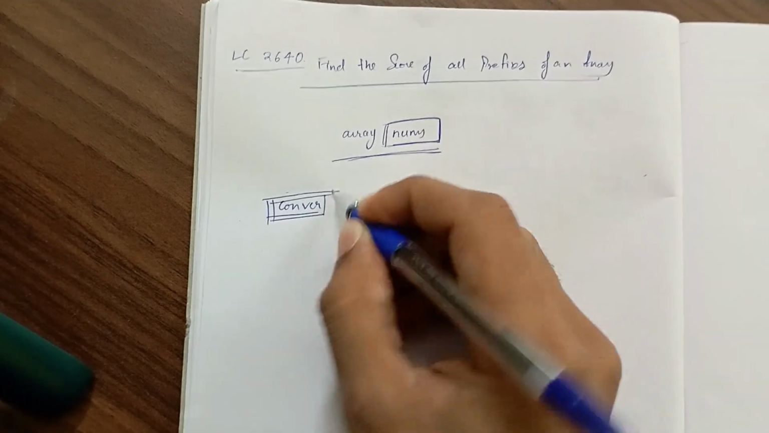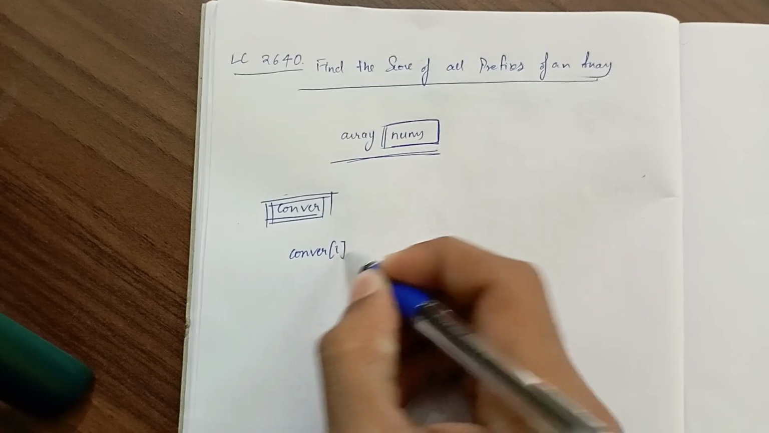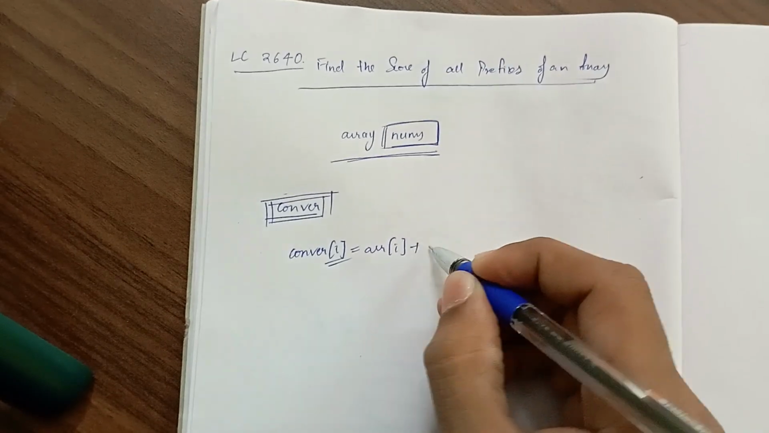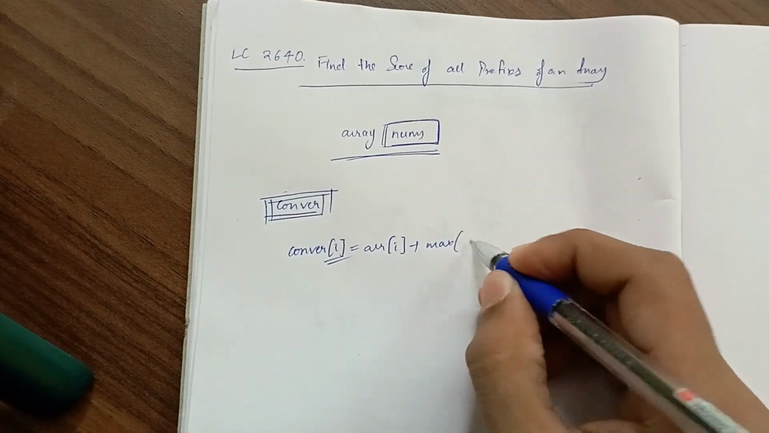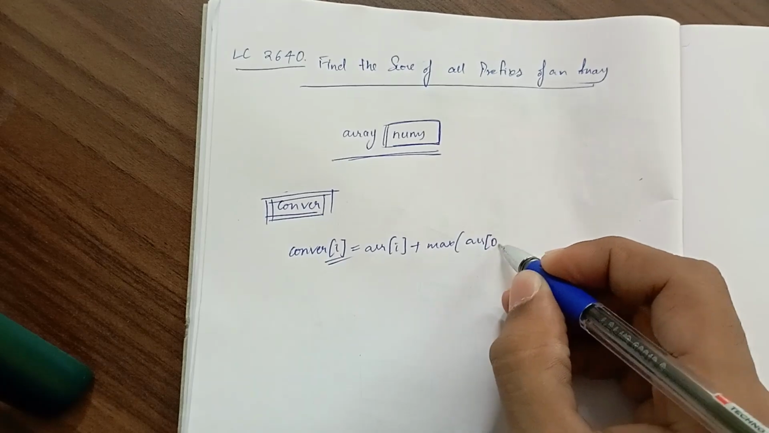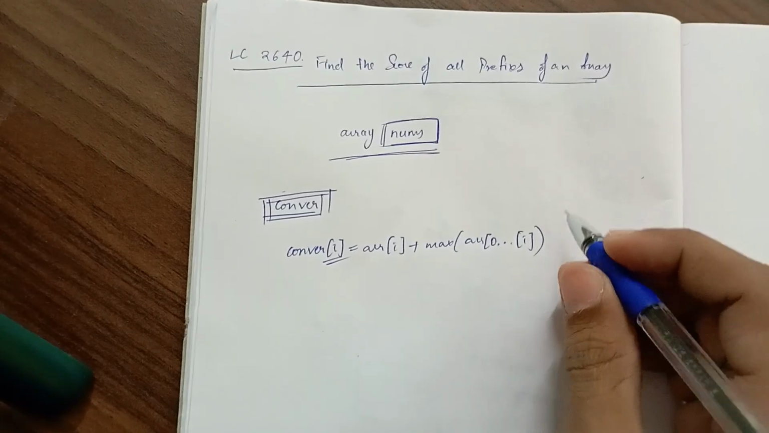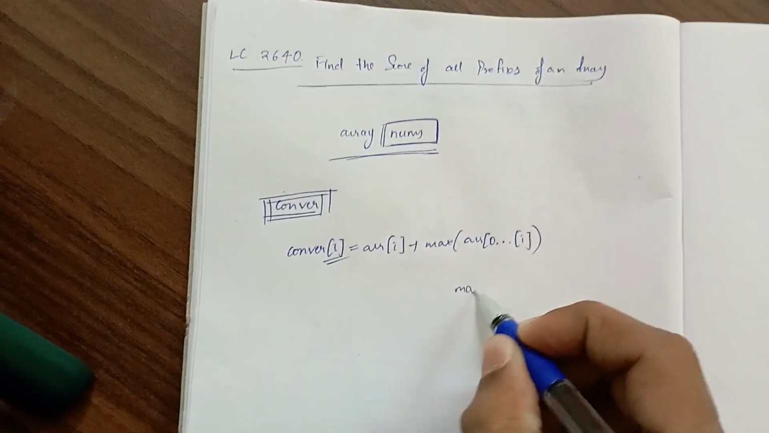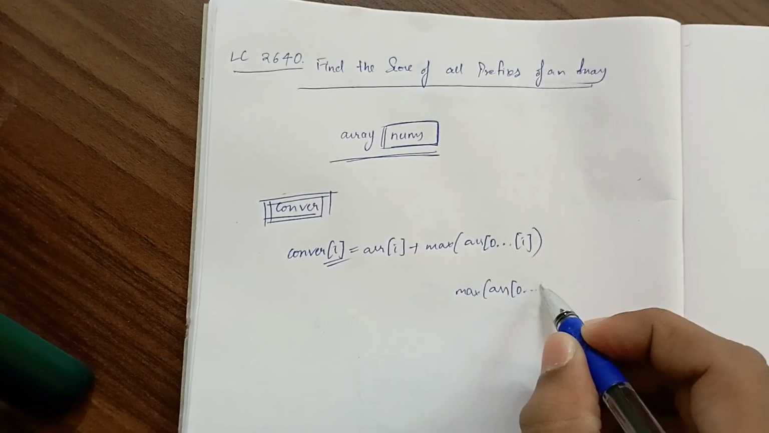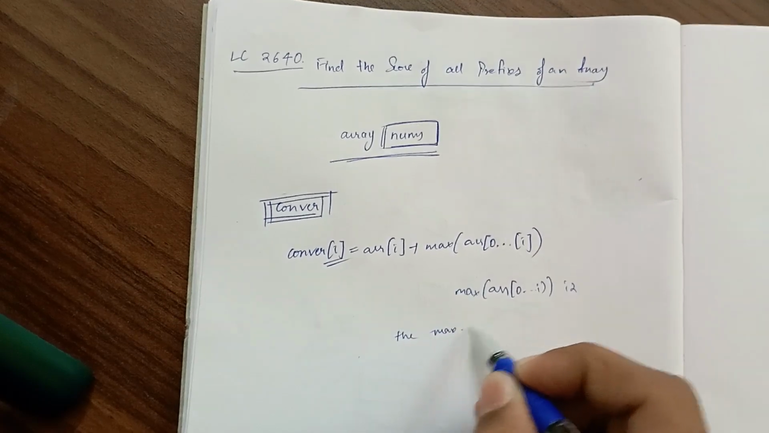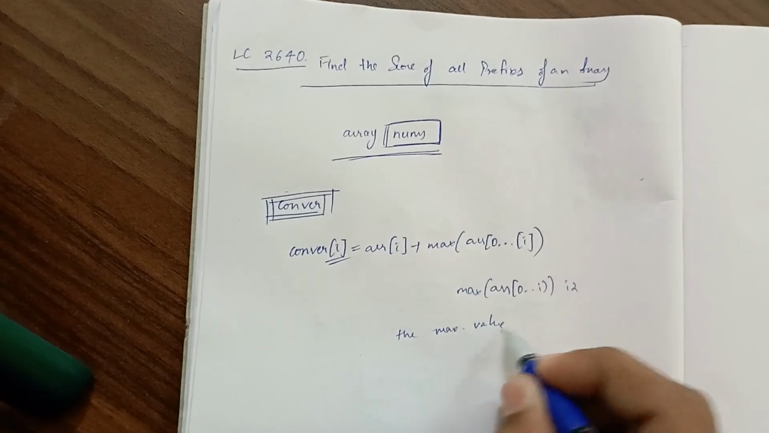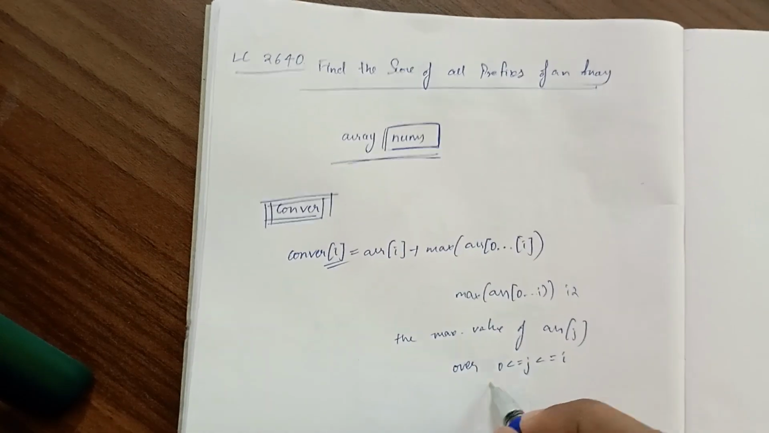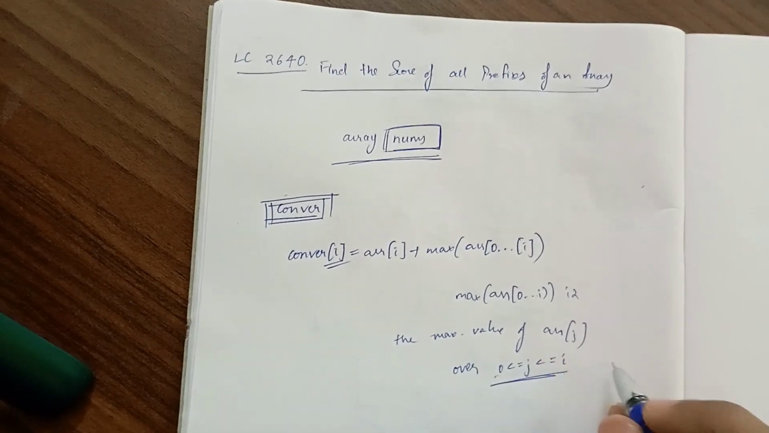we are creating an array named convert, where convert of I is equal to array of I plus maximum of array of 0 to I. That means the maximum of array of 0 to I is the maximum value of array of j where j is from 0 to I.